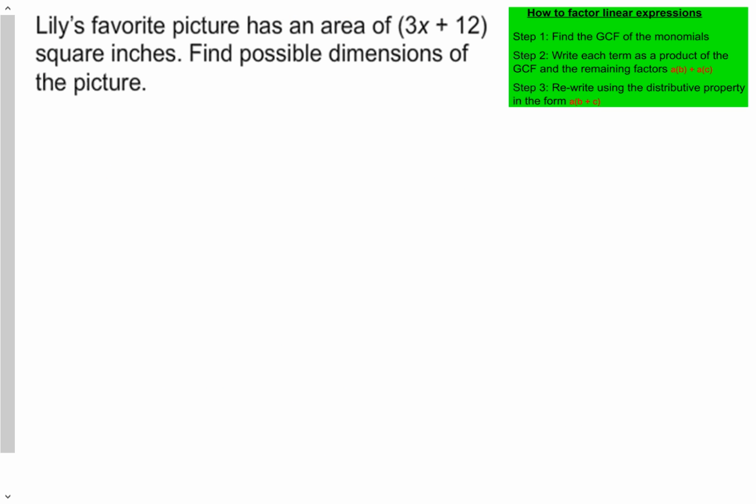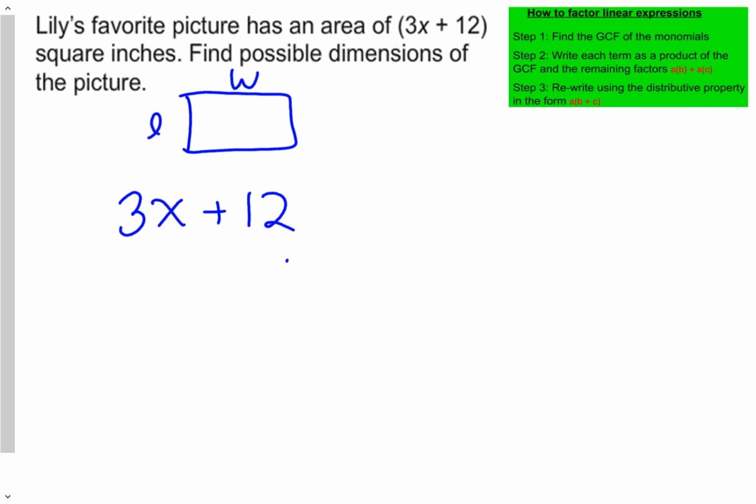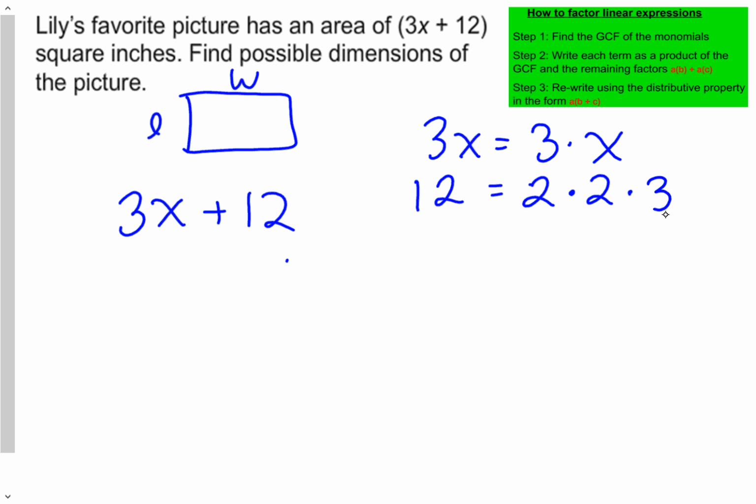Lily's favorite picture has an area of 3x plus 12 square inches. Find possible dimensions of the picture. Again, this is a picture frame, and we have a length and we have a width. So what we're going to do is factor 3x plus 12 to find that out. So 3x is 3 times x, and 12 is 2 times 2 times 3. So the common factor here is 3. So my GCF equals 3.